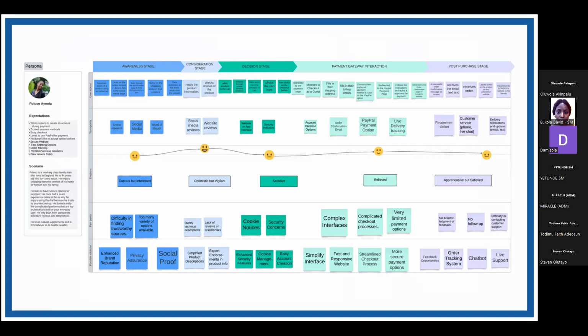This is our user journey. This is our persona and the user journey map, showing the awareness stage, how the user gets to know about the website, the consideration stage, the decision stage, the payment gateway interaction, which is more of a focus, how he's able to choose different payment options, and the post-purchase stage when he receives his order and gives feedback on the website. Thank you.